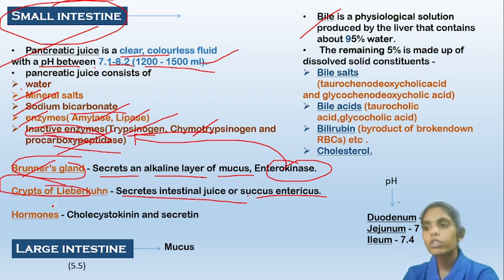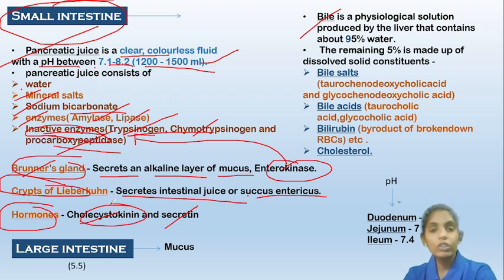And the hormones secreted in the small intestine are cholecystokinin and secretin. The function of cholecystokinin is that it will stimulate the gallbladder. There is a secretion called bile. Bile is synthesized by the liver and stored in the gallbladder. This cholecystokinin, which is released in the small intestine, will stimulate the gallbladder to release the bile into the small intestine.